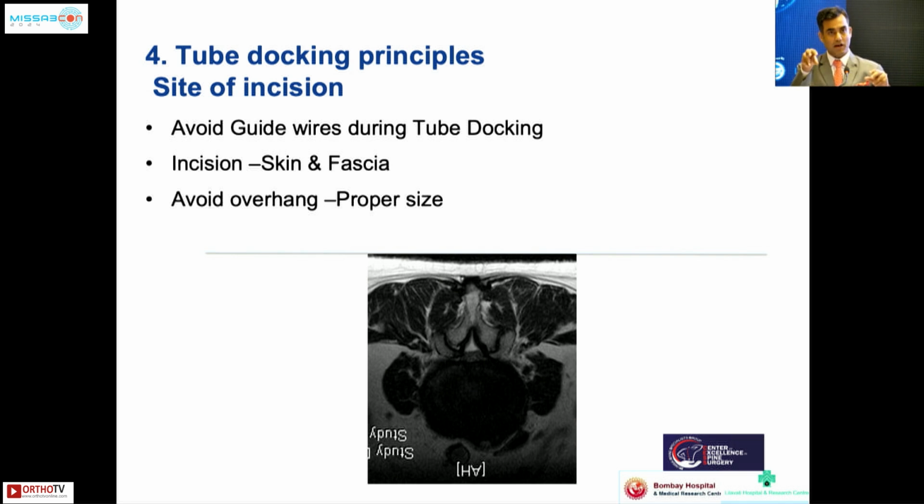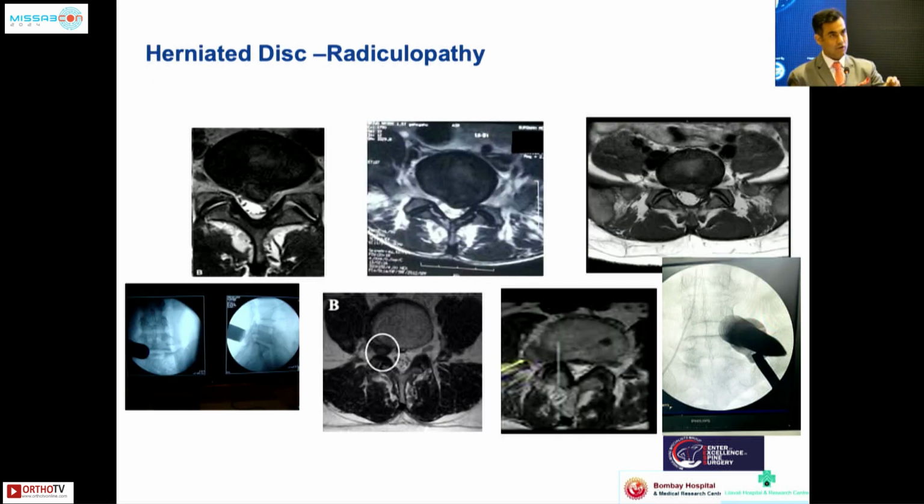Or if you are doing a decompression and you are placed 5 centimeters away from midline, your tube docking, despite being good, will be so angulated that you will not be able to do an ipsilateral decompression adequately. And that is why incision placement also has to be very adequate depending on where your tube is going to get docked out there. And this is all retrospective.